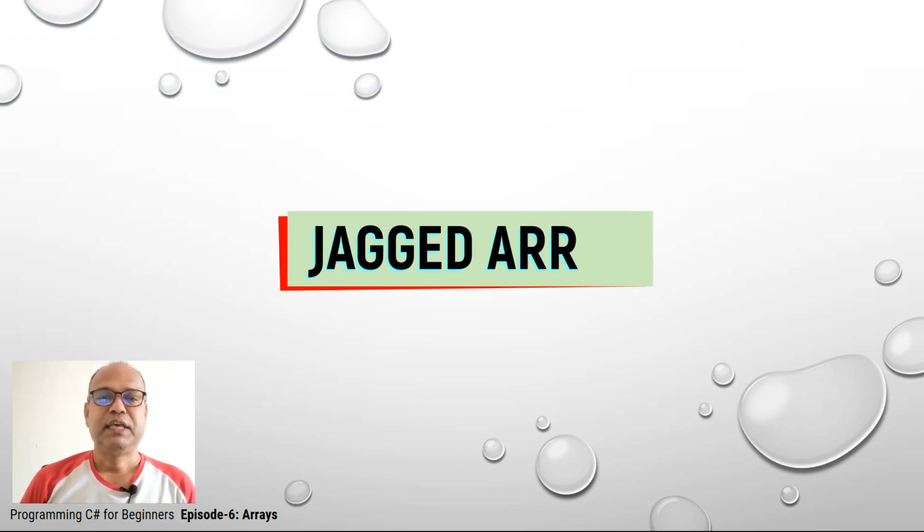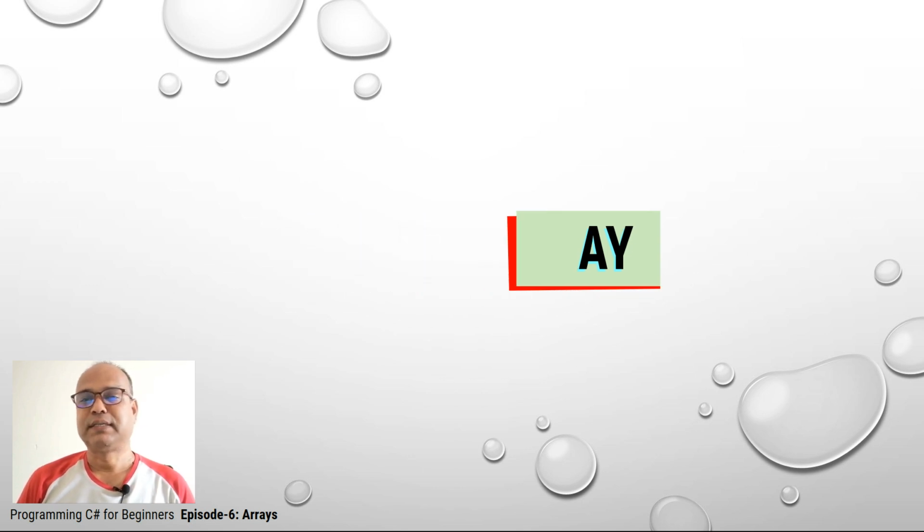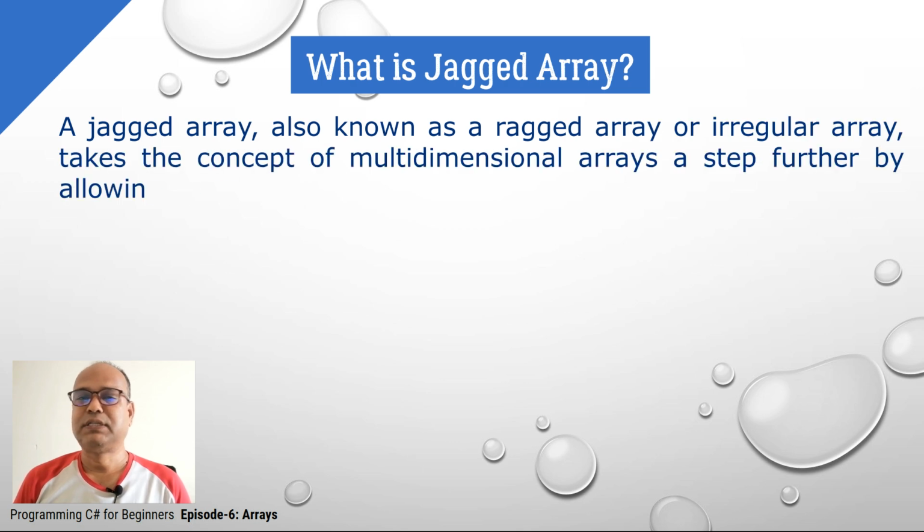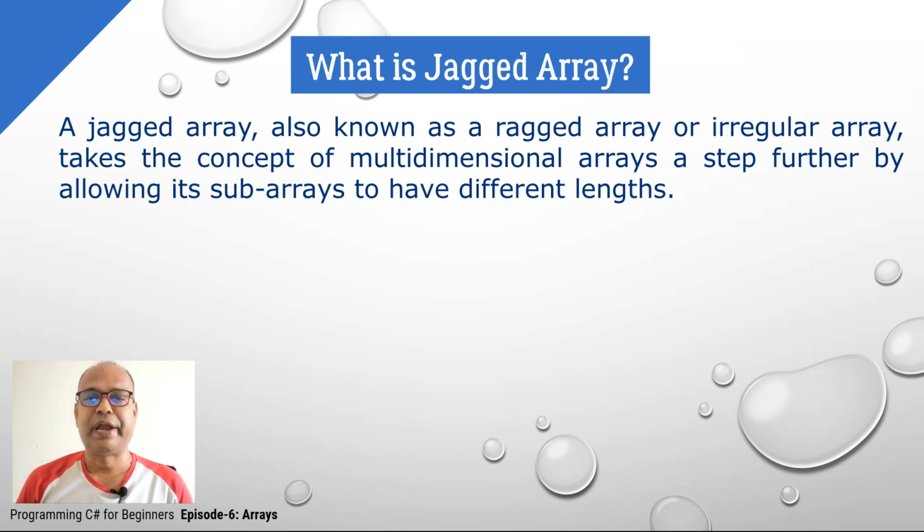Jagged array. A jagged array, also known as a ragged array or irregular array, takes the concept of multidimensional arrays a step further by allowing its sub-arrays, that is, the arrays within the main array, to have different lengths. Imagine it like uneven stairs, where each step can have a different number of bricks. Here's an example to make it clear.